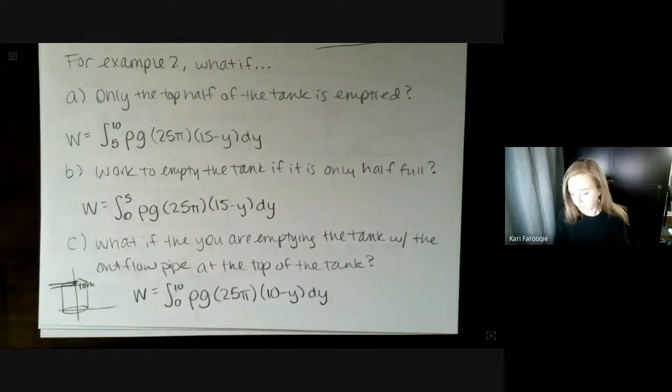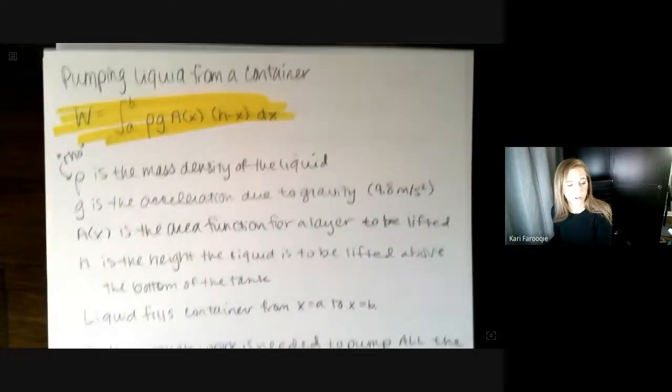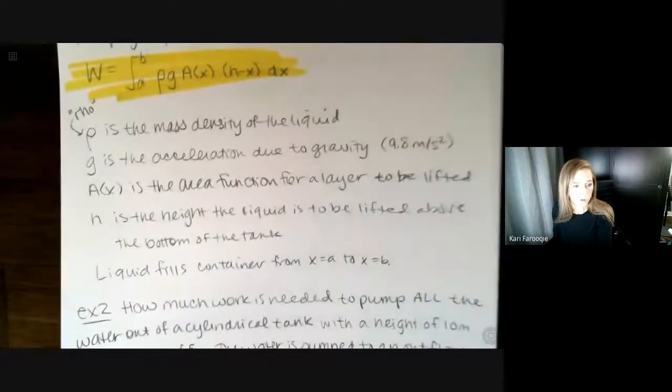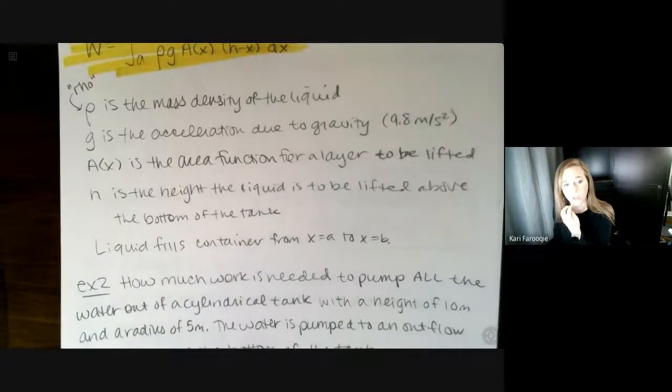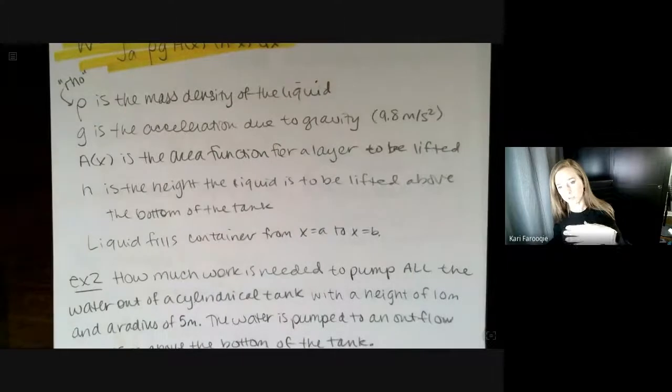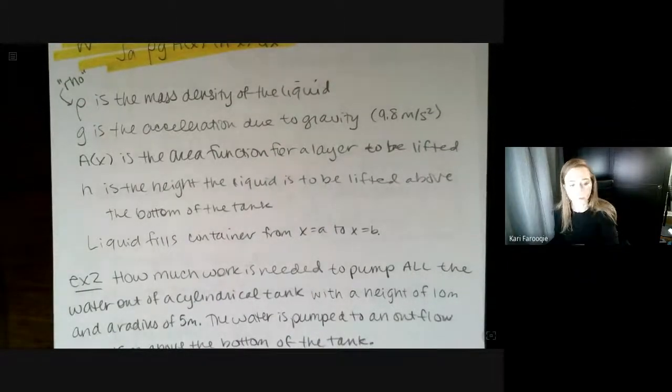So we just did example 2, talking about this cylinder. We were looking at pumping liquid from a container. We were talking about rho times g, finding the area function, talking about the height as we measure it from the bottom of the tank, and figuring out where those limits of integration are going to be based on how full the tank is.